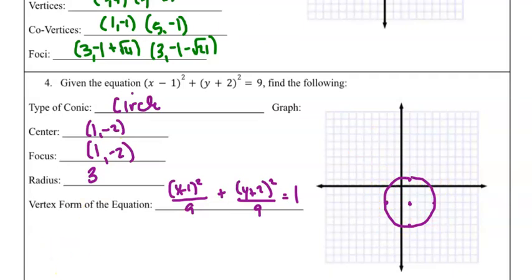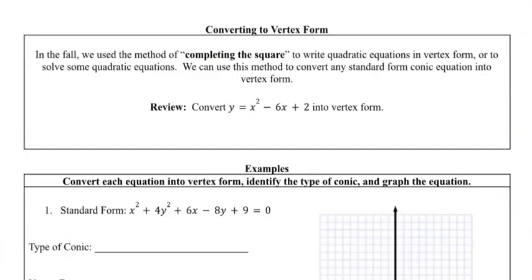Now, the next part of the lesson, once we've reviewed our conics, is to learn how to convert to vertex form when we're given a different form. So I want to get this guy, which is a standard form of a parabola, into vertex form. Well, I'm going to do that by completing the square. First thing I'll do is subtract 2 from both sides. Then I'm left with x squared minus 6x.